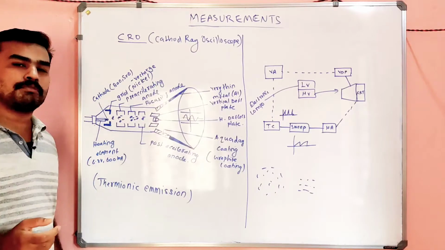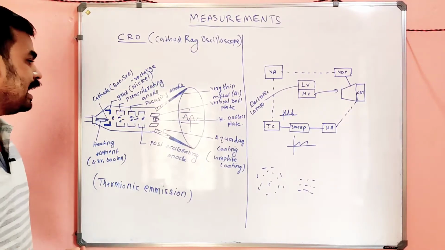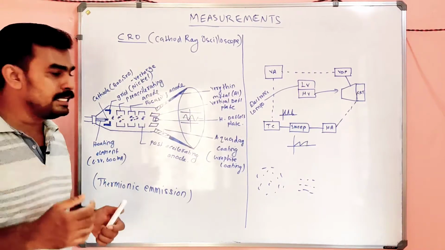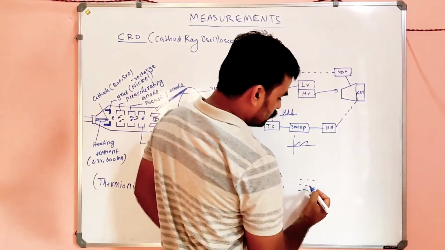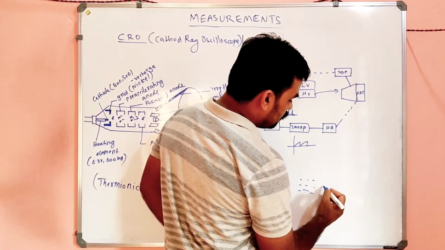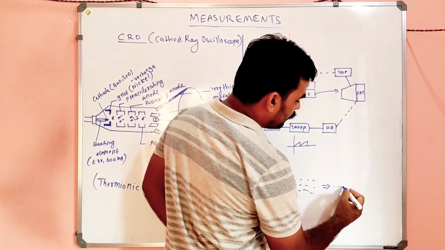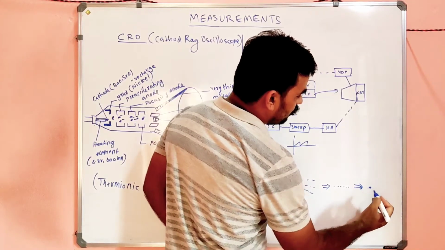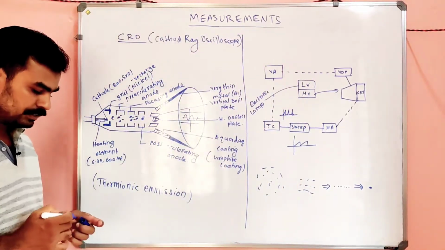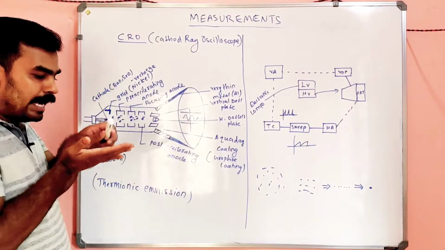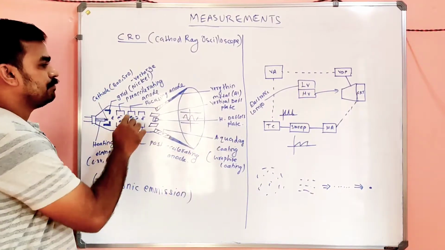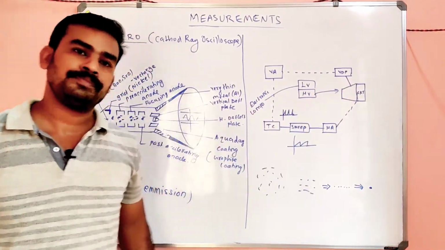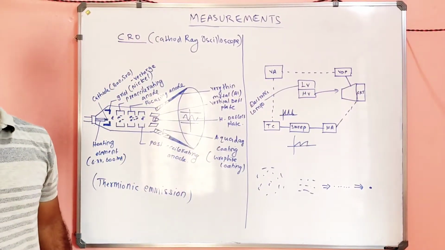The function of the focusing anode is that it will focus the beam to a dot. So this is the beam, and it will convert this beam into a dot, finally a dot-like structure. That is the function of the focusing anode. Focus means a particular point, that's all.